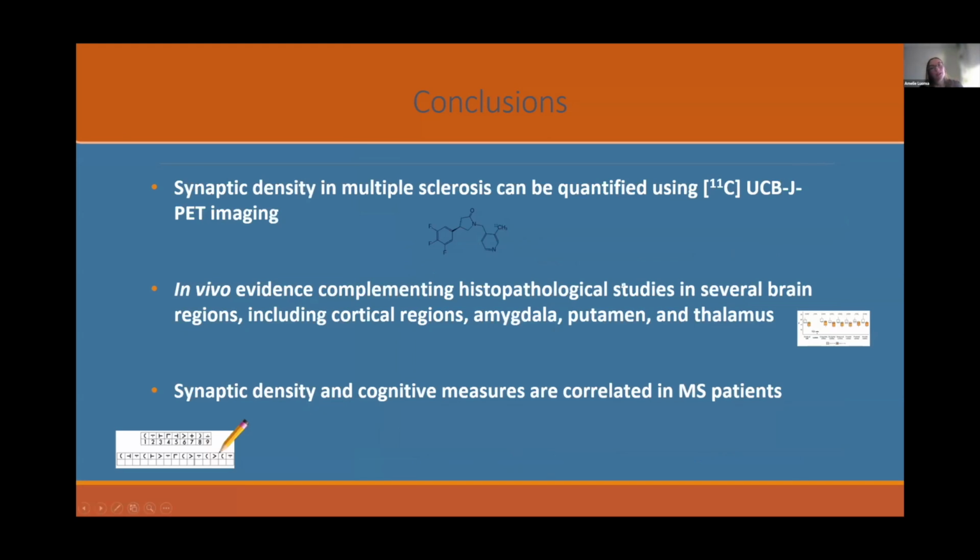Okay, I would like to come to the take-home message. I would like you to remember that the synaptic density in multiple sclerosis can be indeed quantified using 11C UCB-J PET imaging. And with this in vivo study, we for the first time show synaptic loss in several brain regions, including cortical regions, amygdala, putamen, and thalamus, and thereby we complement histopathological studies, which have shown that already previously. Furthermore, the synaptic density in MS seems to be of great importance when it comes to cognitive measures.